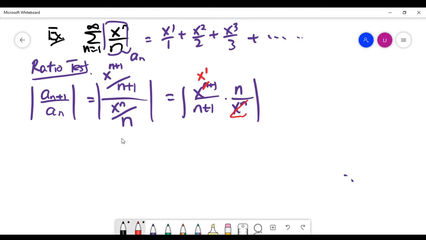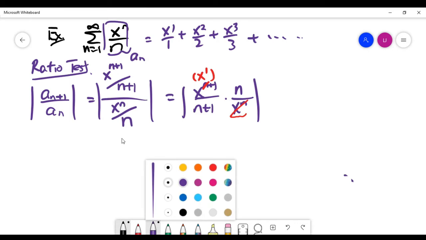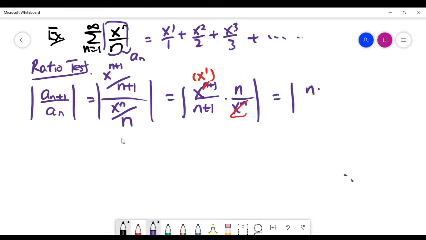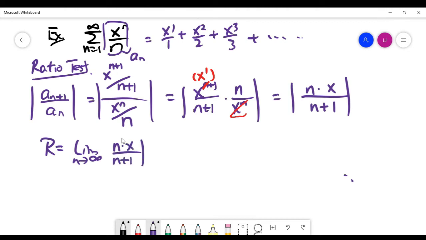So after the canceling, you're actually left with one copy of x at the top, and in that case, I can write the current fraction as n times x at the top, and for the denominator, you actually have n plus 1. And if you recall the ratio test, basically you have to do the limit calculation for limit n goes to infinity for the current fraction you have.